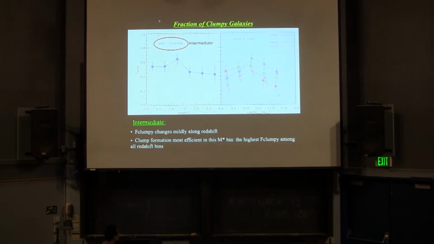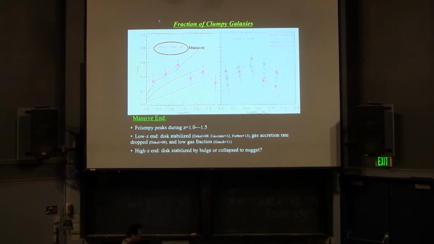And in the intermediate mass bins, the trend changes mildly with redshift. And it is in these mass bins that the clump formation is most efficient, because they are always the bins with the highest F clumpy at any redshift. And we will talk about this later.